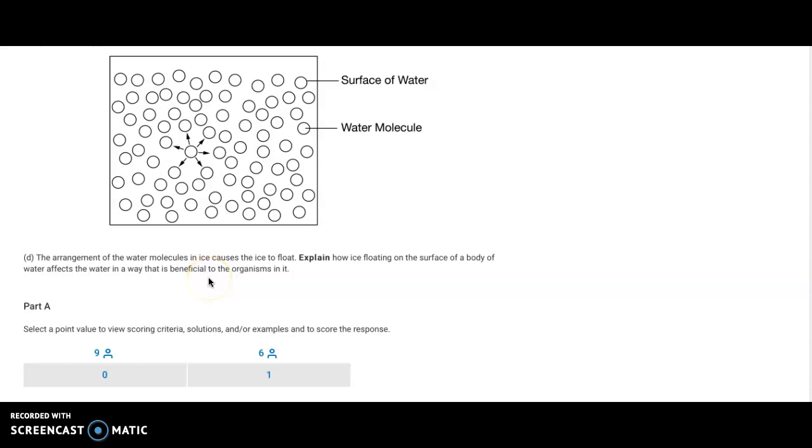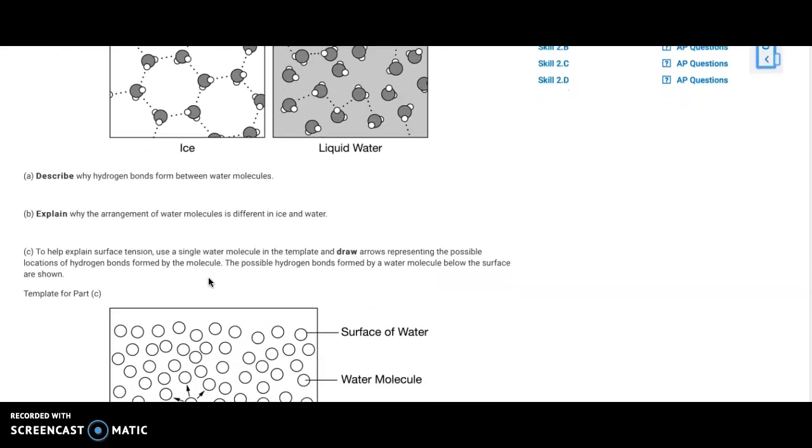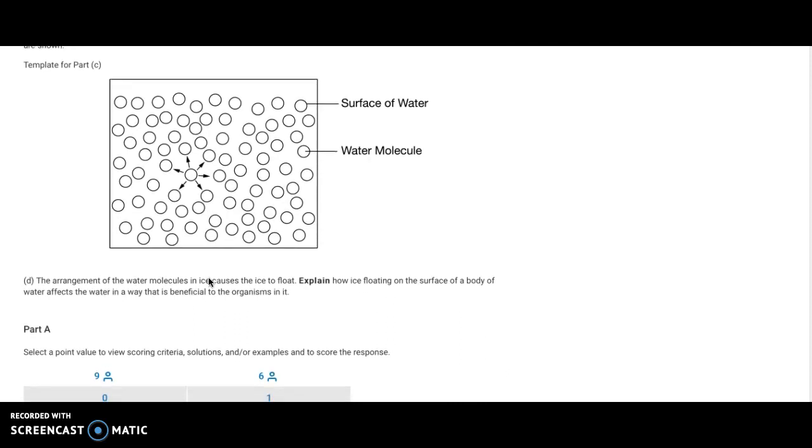So some of you simply said ice is less dense when it's a solid, so it floats on top of the water. Great, that's true, but it doesn't explain how it's beneficial. So you've got to read the question carefully. In the case of ice, when it floats to the surface, at the surface, that ice creates an insulative blanket. Remember, water has a very high specific heat, so it's able to insulate, right? So hot things cool down slowly, cold things warm up slowly.